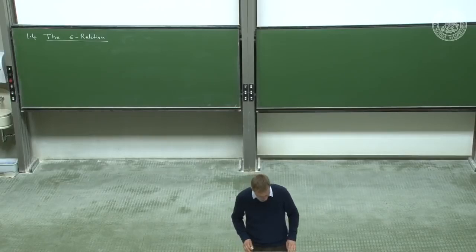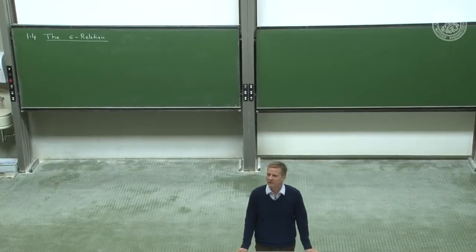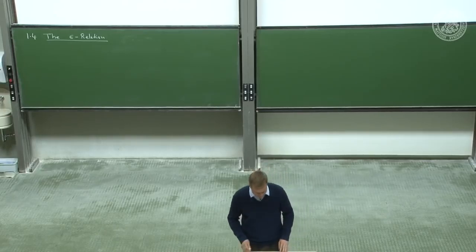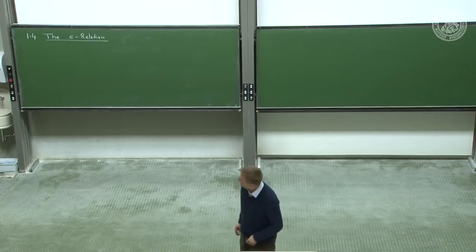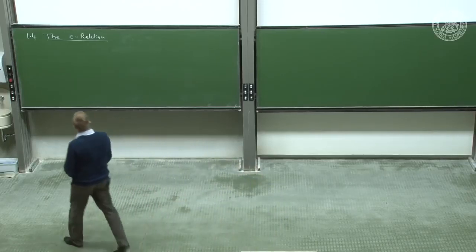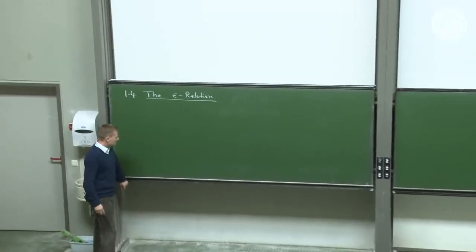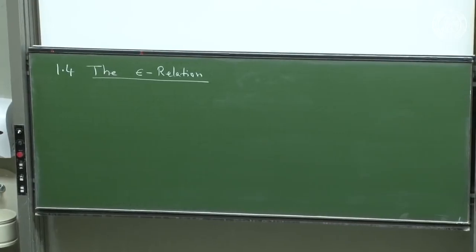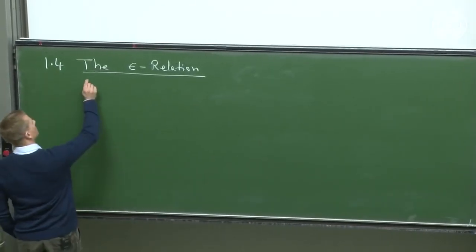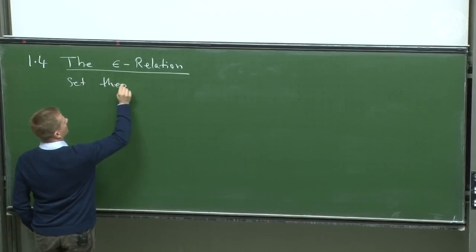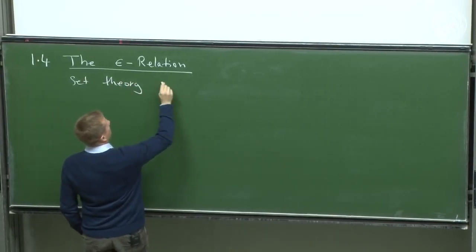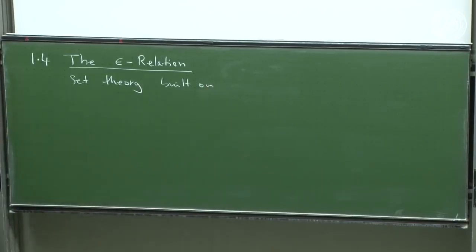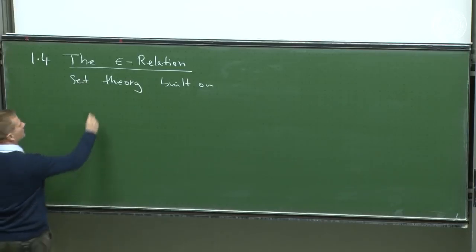Welcome back, everybody. Last time we introduced propositional and predicate logic as our language with the aim to formulate set theory, and that's precisely what we're doing today. First we have a short chapter on the epsilon relation, and in fact set theory as an axiomatic theory is formulated on a fundamental postulate. Namely, on the postulate that there is a fundamental relation epsilon.